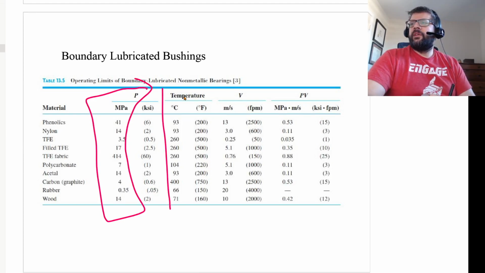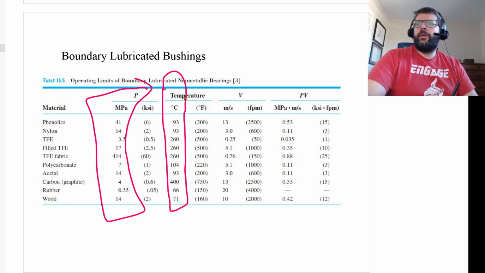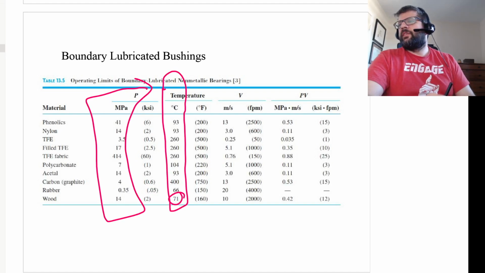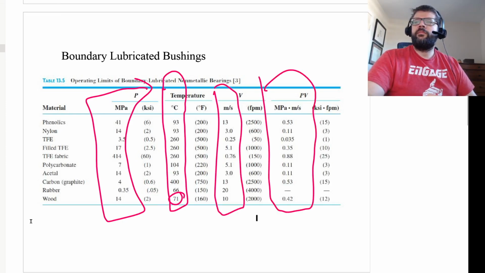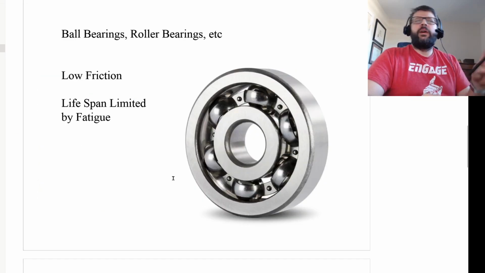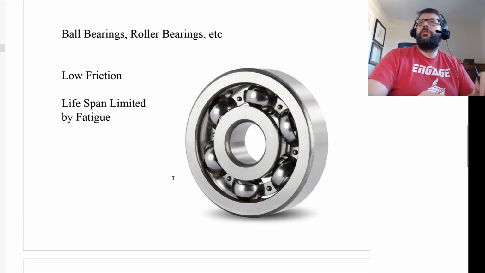Some of these are less applicable for higher temperatures, so we don't want to be using boundary lubricated wood if it's going to be burning. And then, of course, again, the velocity and the pressure times the velocity comes into play there as well. And finally, we've also got ball bearings, roller bearings.